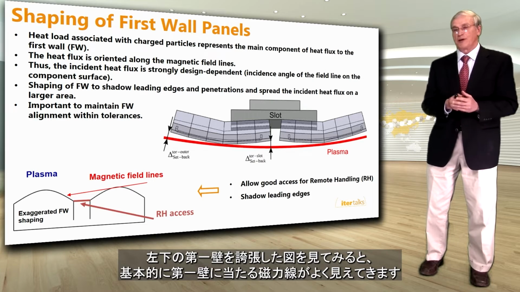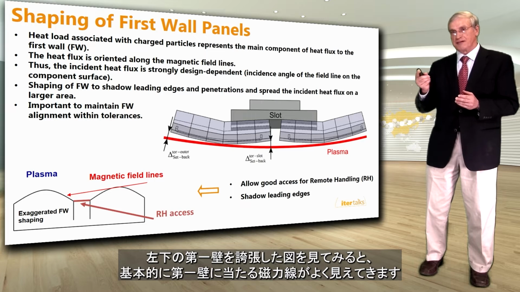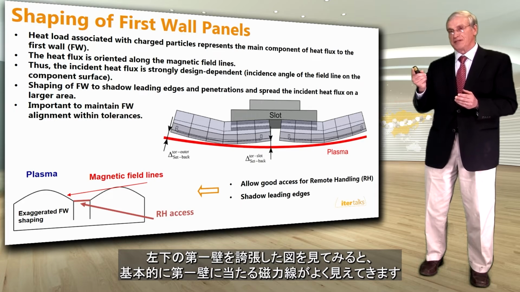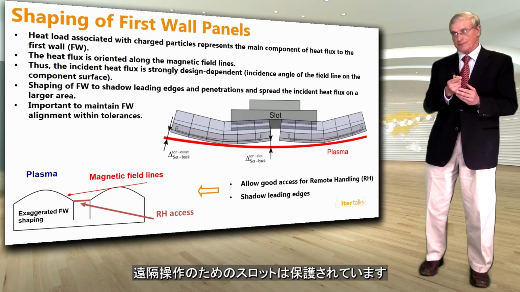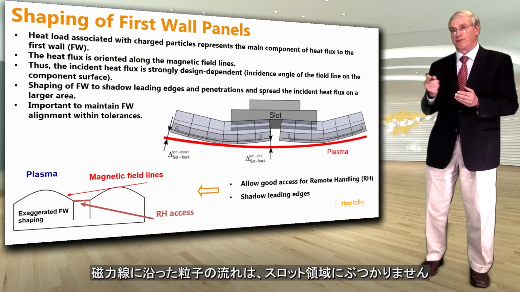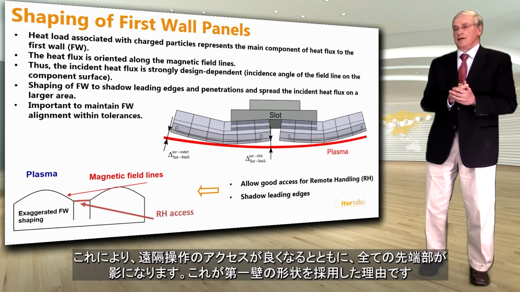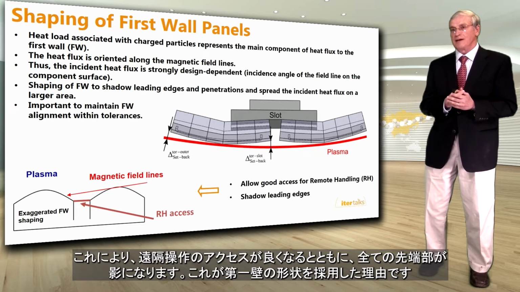On the bottom left, you can see an exaggerated first wall shaping, which gives you a better idea. You can see the magnetic field lines, which basically hit the first wall, but the remote handling access, the slot, is protected. The particle fluxes which follow magnetic field lines will not impact the slot area. So this allows good access for remote handling and the shadowing of all leading edges. So that's why we adopt first wall shaping.